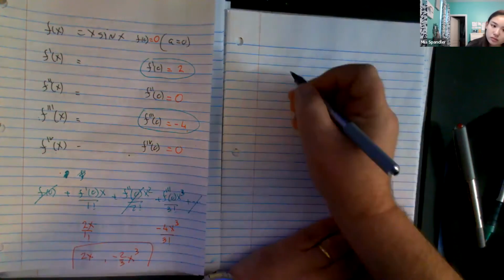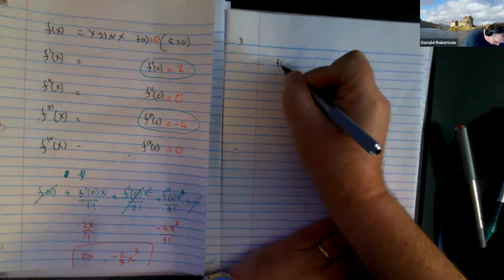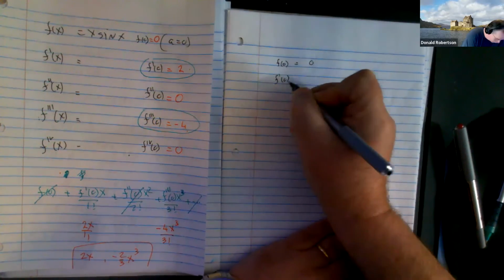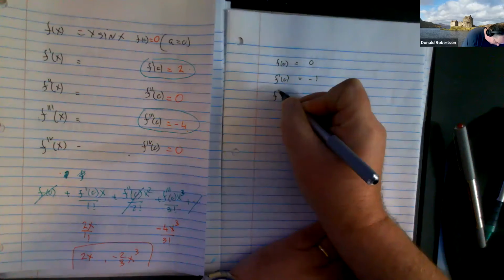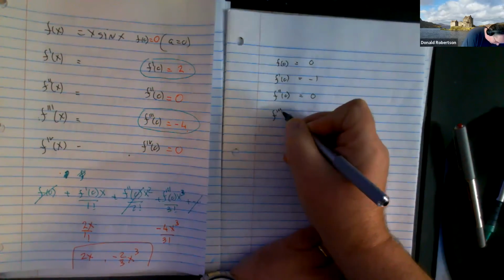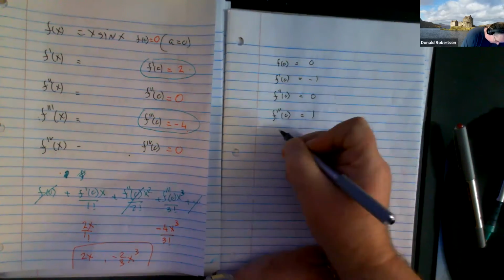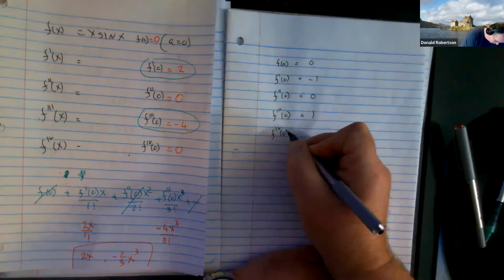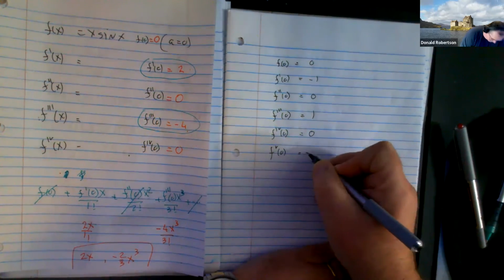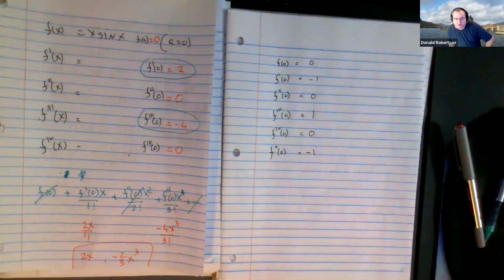If you calculate them, you get the following. The value at 0 is 0. The first derivative at 0 was -1. The second derivative at 0 is 0. And the third derivative at 0 is 1. And then the fourth derivative at 0 ends up being 0. And then the fifth derivative, you just keep going. There, I think I see the pattern. Do you see it going plus, minus, and the middle terms are all zeros?